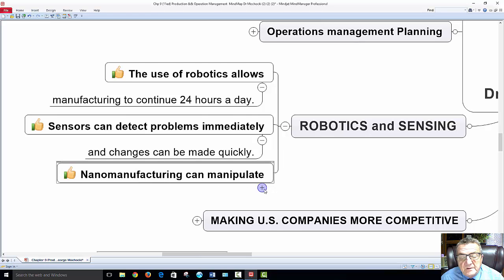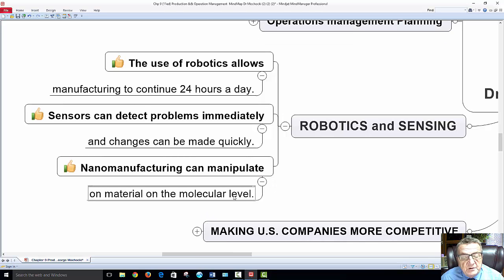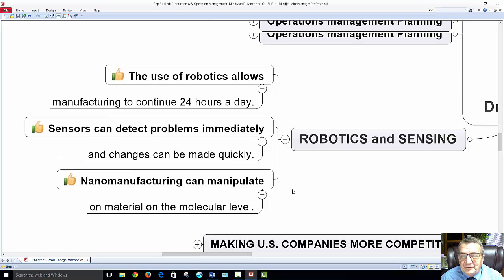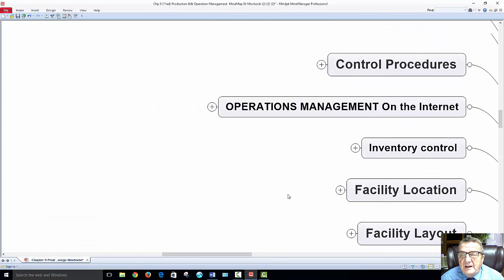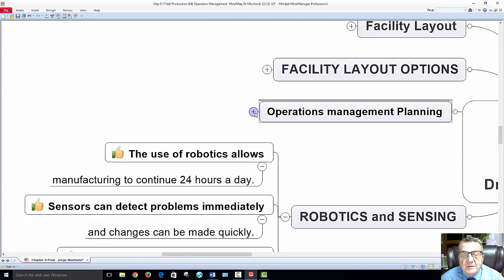Nano manufacturing can be manipulated on material and molecular level. Tongue twister. Come on. How much more? Oh, I got a lot. Geez, I got a lot to go on here. I better speed up a little here.